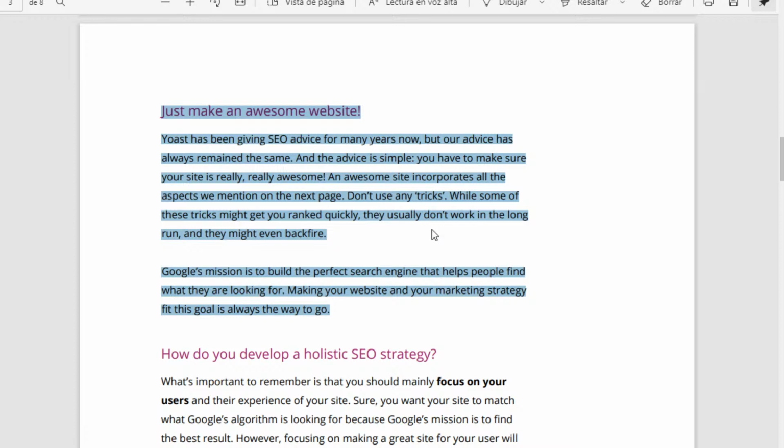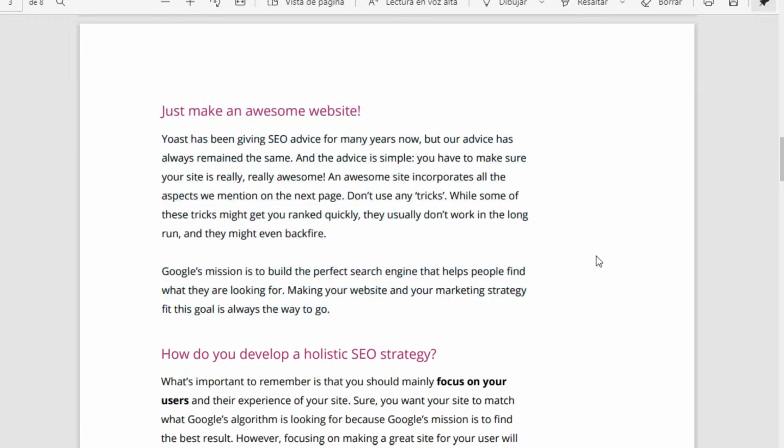Just make an awesome website. Yoast has been giving SEO advice for many years now, but our advice has always remained the same. And the advice is simple: you have to make sure your site is really, really awesome. An awesome site incorporates all the aspects we mention on the next page.